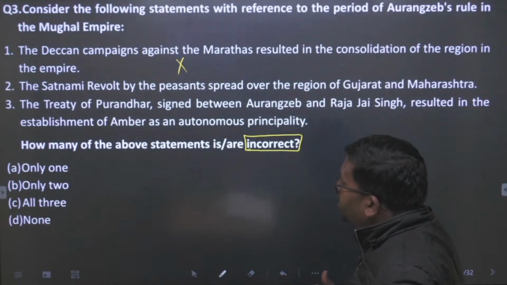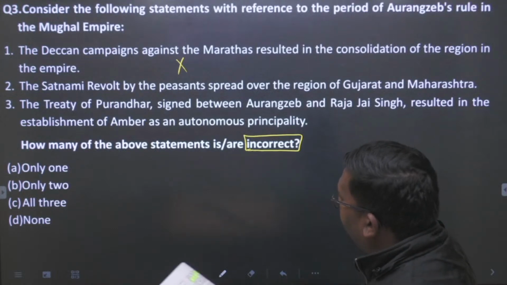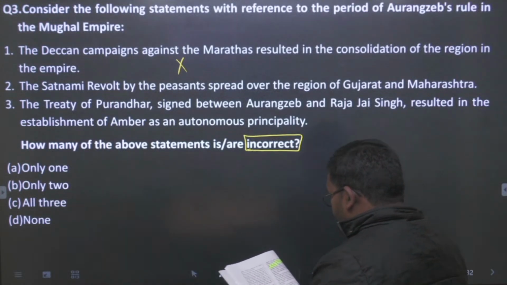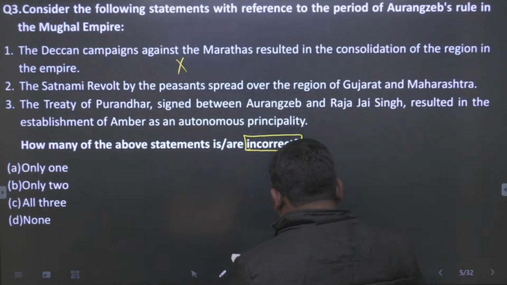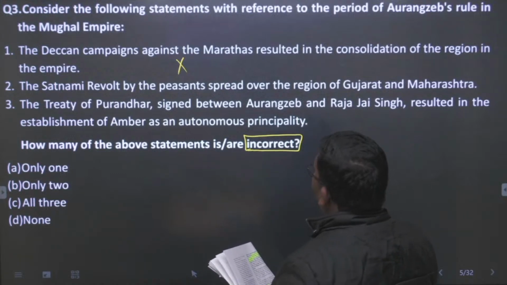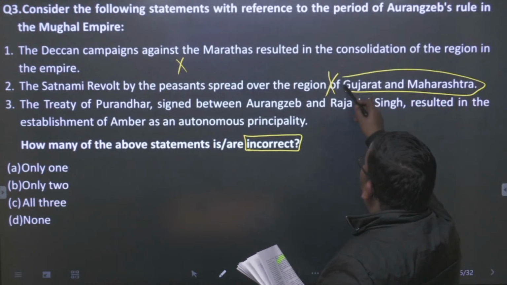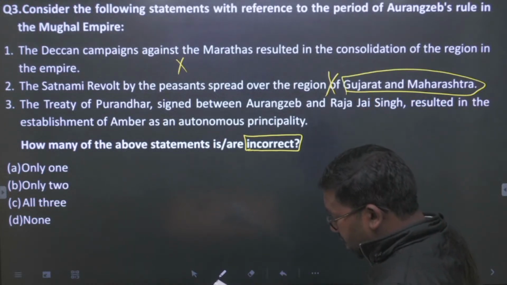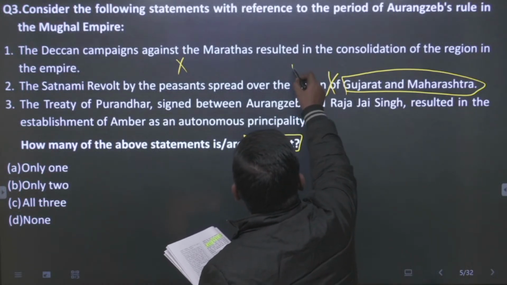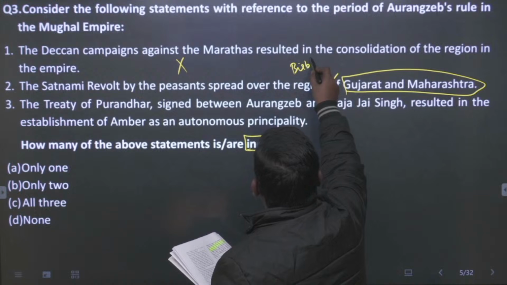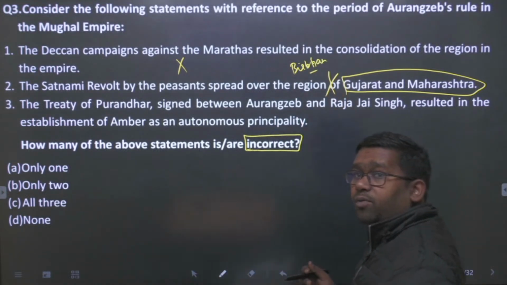Statement 2, the Satnami revolt of the peasants spread over the region of Gujarat and Maharashtra. This will also be false, because these regions especially were in Haryana. So this statement will be false, not in Gujarat and Maharashtra. The Satnamis were religious people, and they were acting under the leadership of Birban. Birban was a religious leader, the leader of the Satnami group, and this was happening according to this concept.